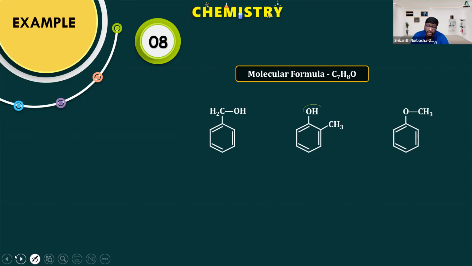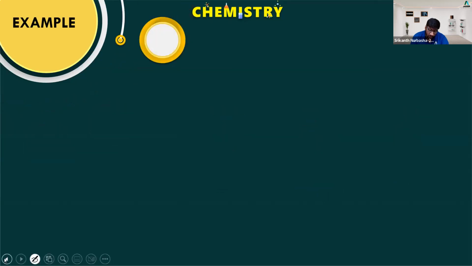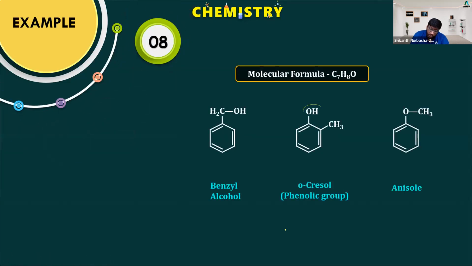The molecular formula has to be the same. That is the necessary and preliminary condition for a set of compounds to be called isomers. The molecular formula is the same, C7H8O, but there is a difference in the functional groups. So benzyl alcohol, o-cresol, that is the phenolic group, and anisole, that is ether. All these three are called your functional group isomers.